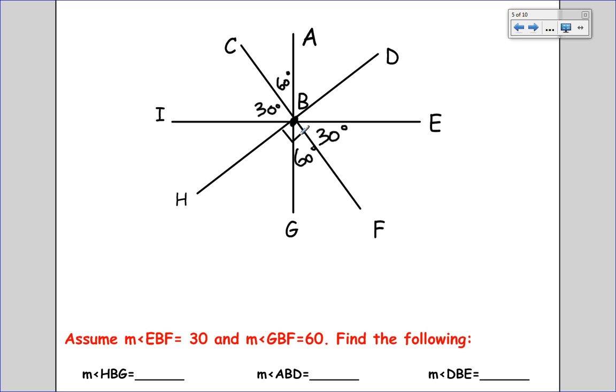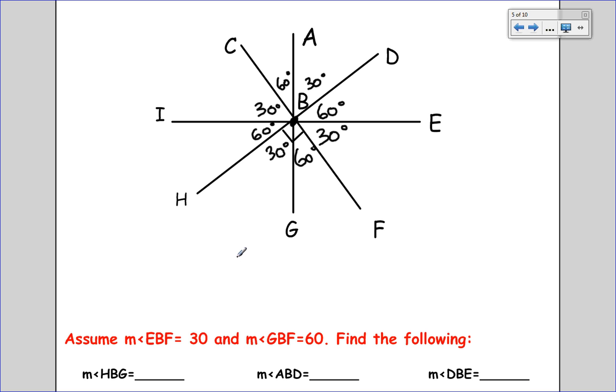We also know that this is a 90-degree angle, so these two angles have to equal up to 90. Well, 90 minus 60 will give me 30. We have another vertical angle, so we get another 30 right here. And finally, this makes a straight line all the way from I to E. So these four angles will equal 180. So I do 180 minus 60 minus 30 minus 30, and I get 60 degrees. And then a vertical angle gives me 60 degrees.